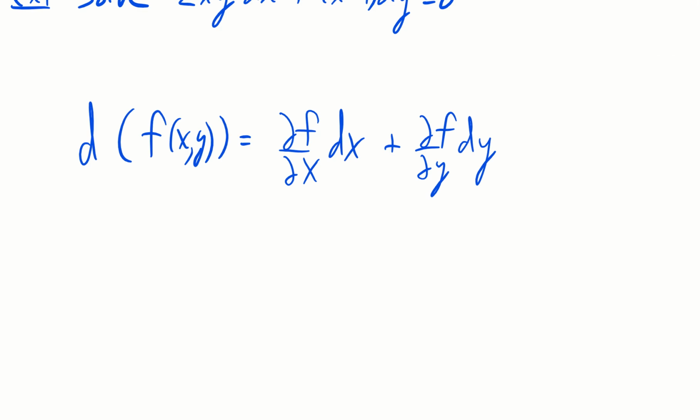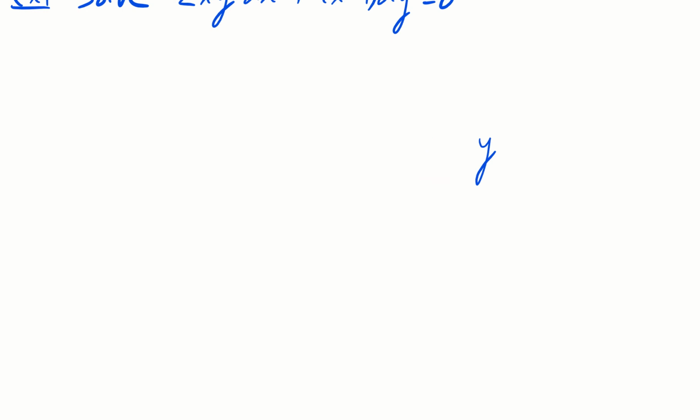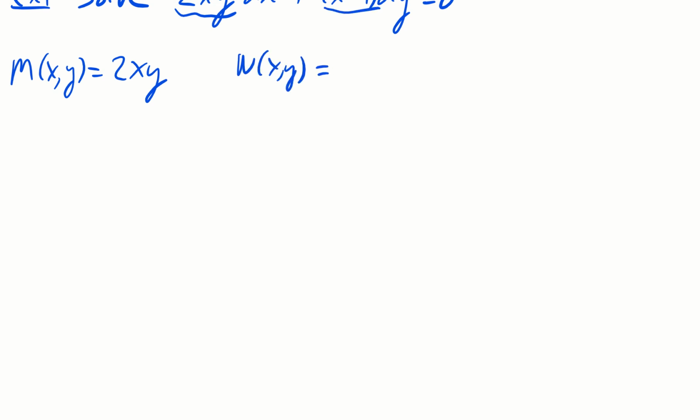Suppose we were asked to solve 2xy dx plus x squared minus 1 dy. Again, this one is actually separable, so we could have solved it via a number of different approaches. But let's try to see if it's an exact differential. So starting off, m of x comma y, the coefficient of dx, is 2xy. And n of x comma y, the coefficient of dy, is x squared minus 1.